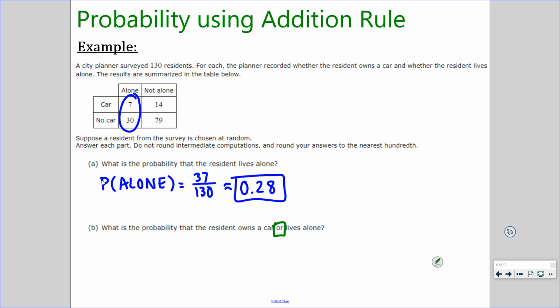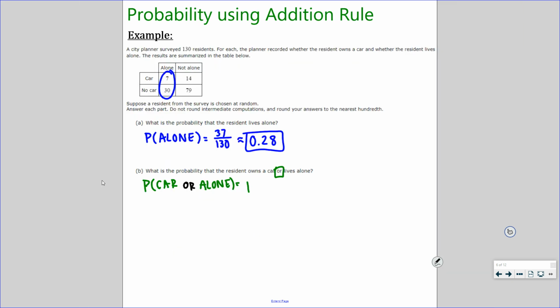B. What is the probability that the resident owns a car or lives alone? Keyword. So what's the probability that the resident owns a car or lives alone? Okay, so basically here's how I think of it. I've got to find the probability that the person owns a car. Well, actually, you don't really need to use the formula, but we can. Let's do it. Plus the probability that the person lives alone, minus the overlap. Minus the probability that they do both.